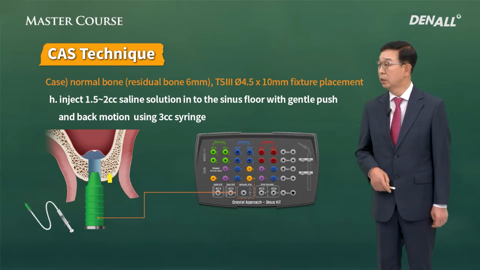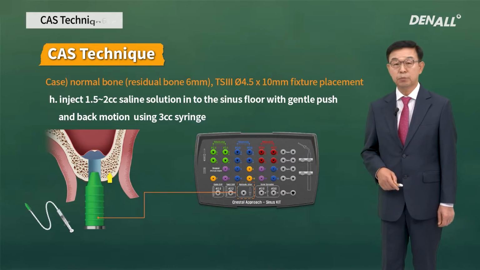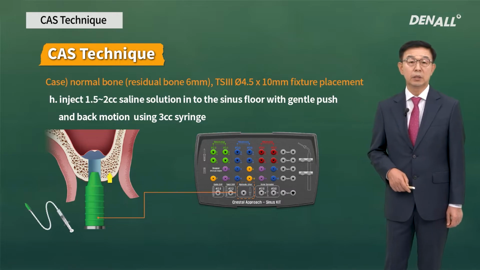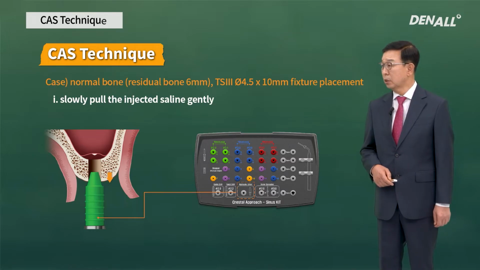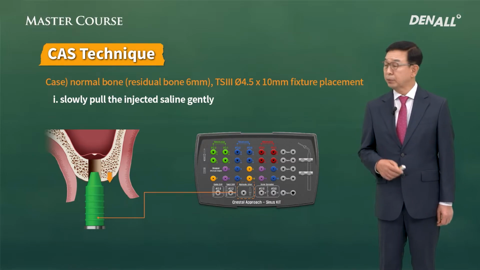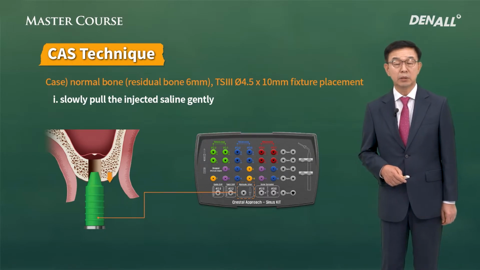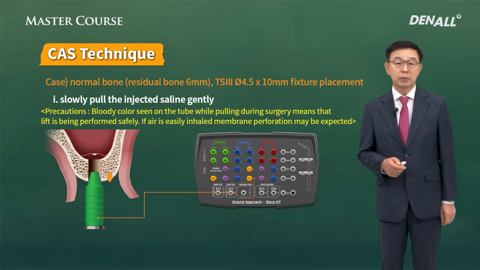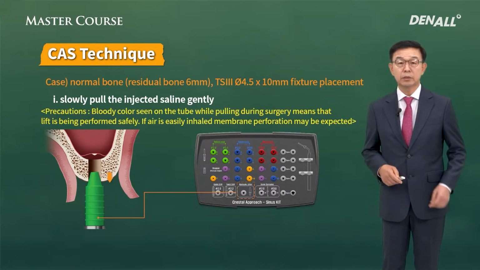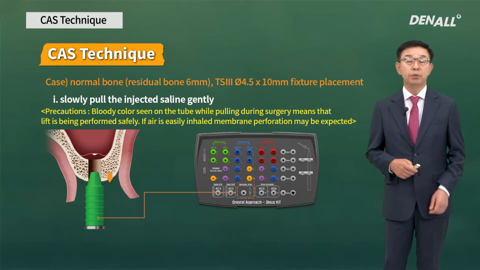3cc syringe is used for hydro lift. Put the saline water and push in and pull out the saline water as you do hydro lift. Push and then withdraw in turn as you do hydro lift. If you push too much all of a sudden, the membrane can be perforated, you need to gradually increase the amount as you do the hydrolift. When you withdraw after pushing, if the blood is mixed in the mixture, you can confirm that hydrolift has been done comparatively safely.